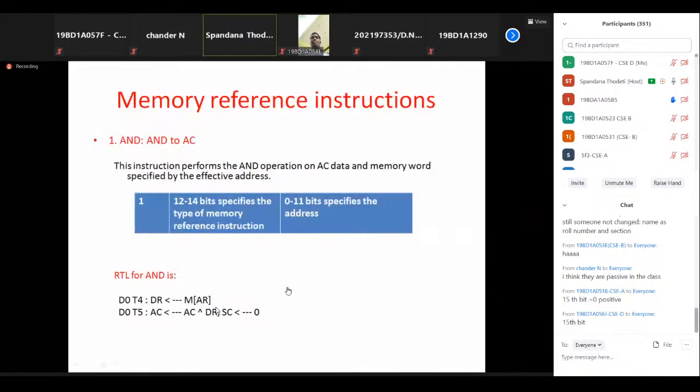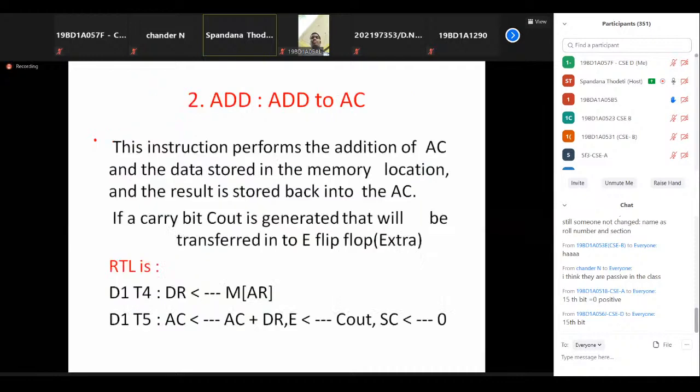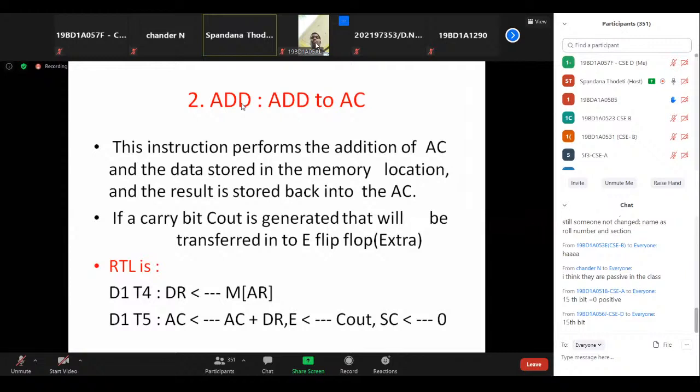So make the sequence counter 0. This is your AND operation. Clear? Similarly, the second one, with this I'll stop. So what is the second one? Add operation. For ANDing or adding, you require two data contents.